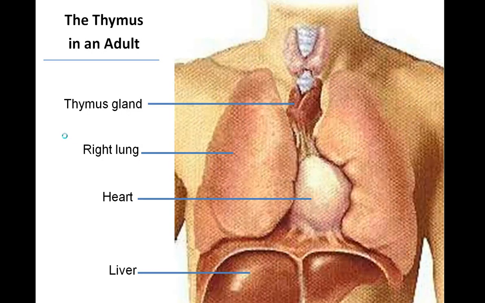In elderly people, it's much less evident. So in adults, and particularly as you become elderly, it shrinks, and in fact in an older person it may be very difficult to locate it. You'll just get some fibrous fatty tissue left behind.